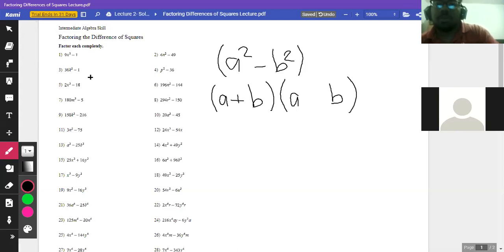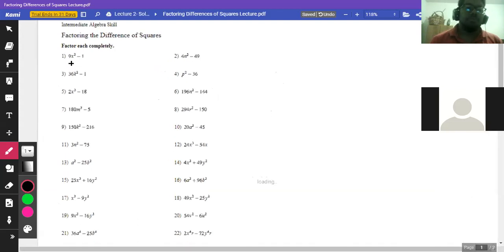And then I'm going to put a plus here and a minus here. Basically, I take the square root of my first term, take the square root of my second term, and if I add them together and then multiply by subtracting them, it'll always end up getting me a squared minus b squared again. And I'll show you why in a second as we look at number 1.